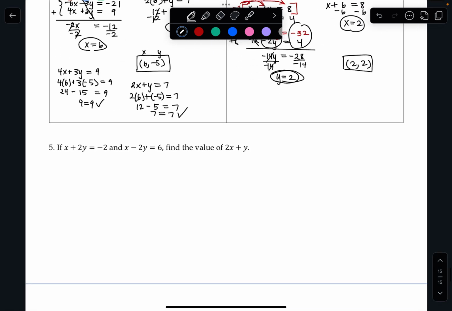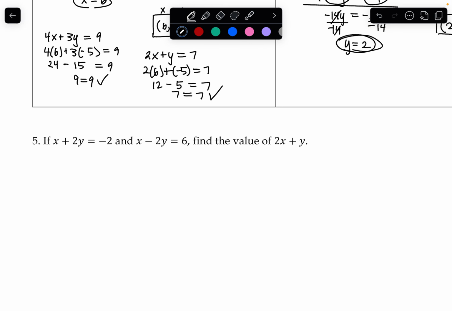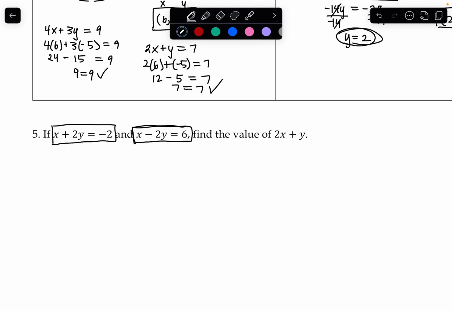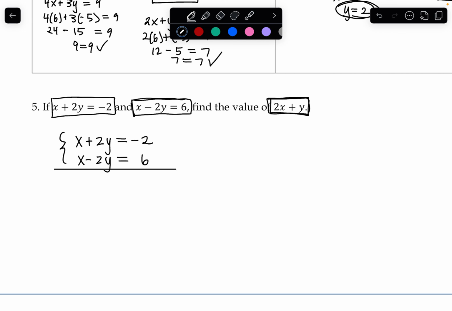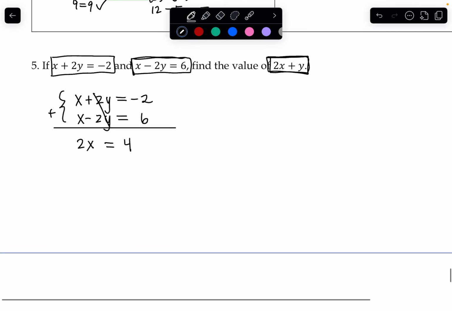Now, some fun application problems that show up on SAT and PSAT and even in this class on a test or quiz is they'll give you two equations like this, x plus 2y equals negative 2 and x minus 2y equals 6, and then ask you to find the value of 2x plus y. So technically you do need to find x and y first. And so I'm going to set up my system. And then they're already ready to be added. When I add them together, the y's cancel and gives me 2x equals 4.